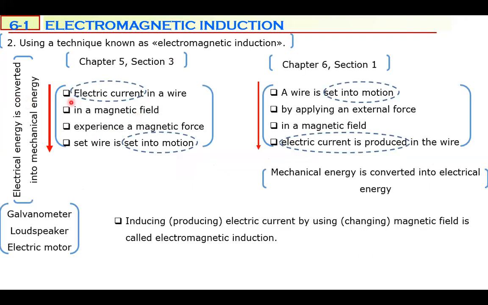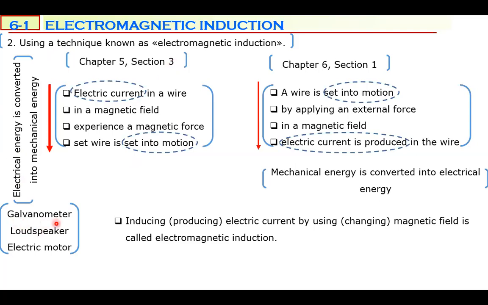And in chapter 5, section 3, we gave some electrical current to a wire in a magnetic field, remember, and this wire experiences a magnetic force and is set into motion. And we got motion from electric current in chapter 5, section 3. We converted electrical energy to mechanical energy in chapter 5, section 3.